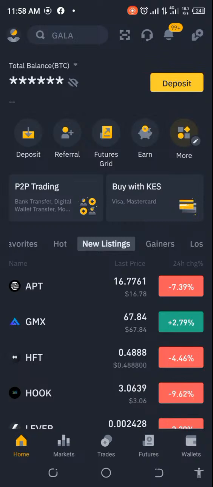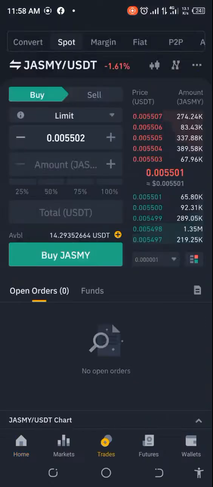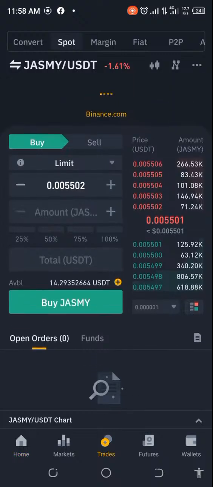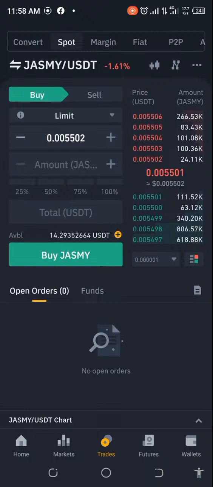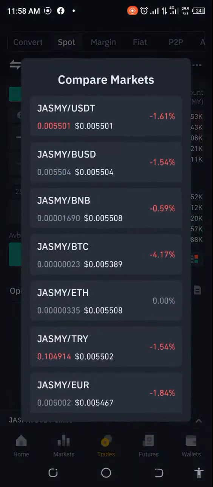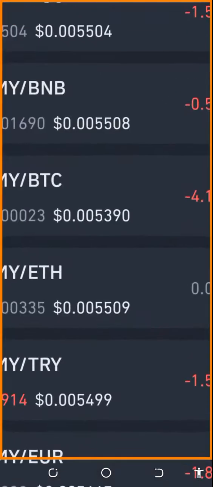So today, what are we doing? We're going to be continuing our triangular arbitrage. And today we're going to use another coin. Let's see. Now we're going to be using this coin called Jasmine. We're going to be checking also the different prices at which it is listed, just to be sure there's an opportunity.